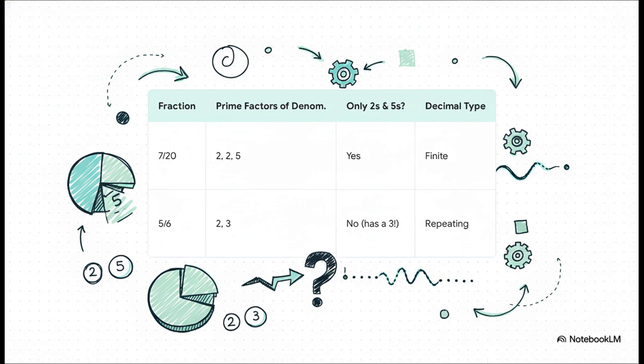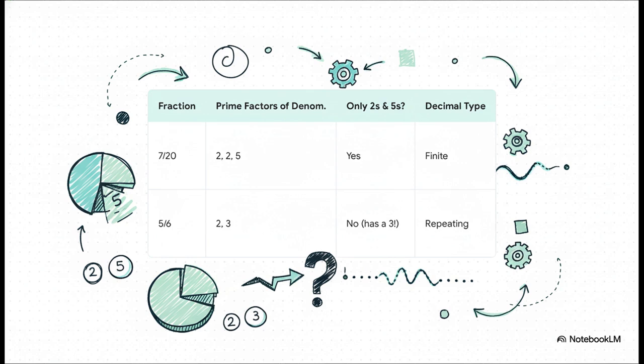Let's look at 7 over 20. The denominator is 20. So what are the prime factors of 20? Well, 20 is 2 times 10, and 10 is 2 times 5. So the factors are 2, 2, and 5. Now let's check our code. Is that list made up of only 2s and 5s? Yes, it is. So our secret code predicts this will be a finite decimal. And if you check, it is. It's 0.35. It stops.